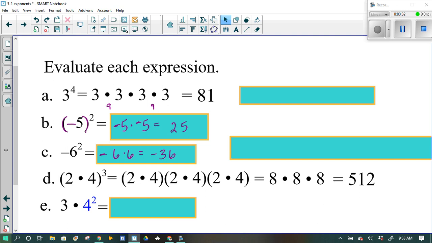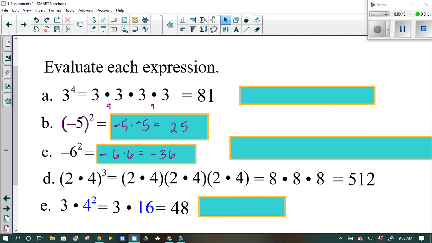Now here we have 3 times 4 squared. Well, that's 3 times 16, because 4 squared is 16, which is 48. So don't forget just those basic rules when you're doing exponents.